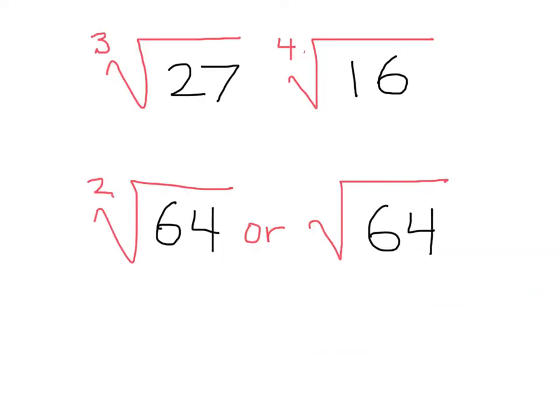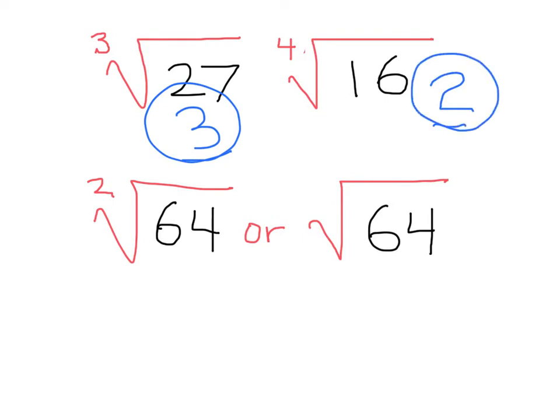All right, so let's do a few examples of taking roots. Our first one, we're taking the cubed root of 27. Well, we've already seen that that answer would equal 3, because 3 times 3 times 3 is 27. How about this example? What number is the fourth root of 16? Well, if you said 2, you would be correct, because 2 times itself 4 times would give you the number 16.